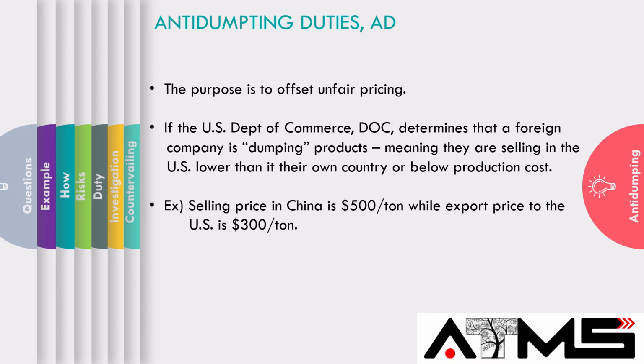For example, if a Chinese steel producer sells steel domestically in China for $500 per ton, but exports into the U.S. for only $300 per ton, the U.S. government would consider that dumping and impose anti-dumping duties.